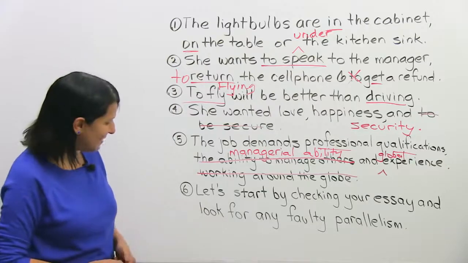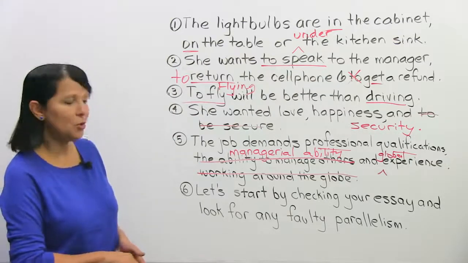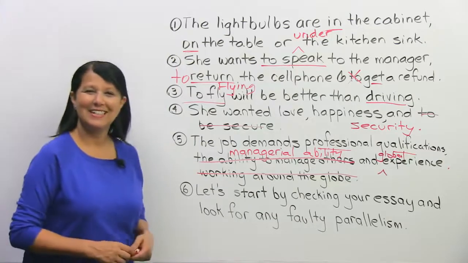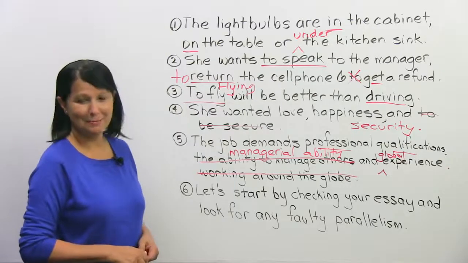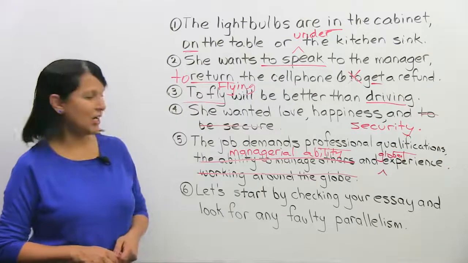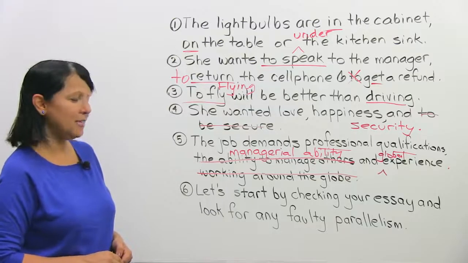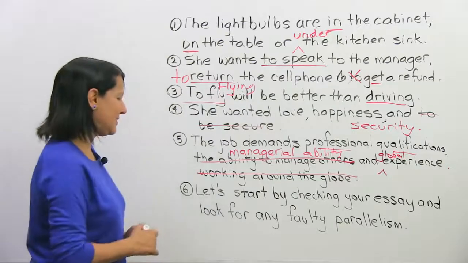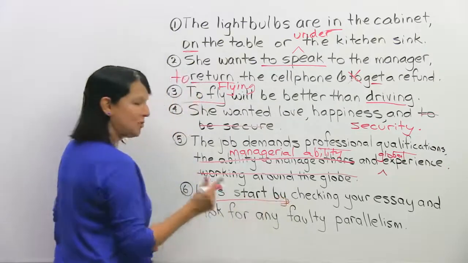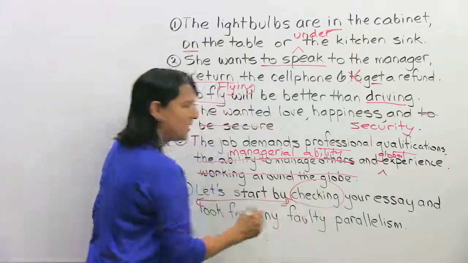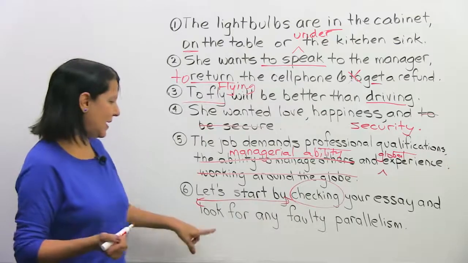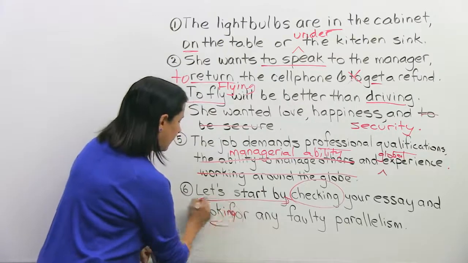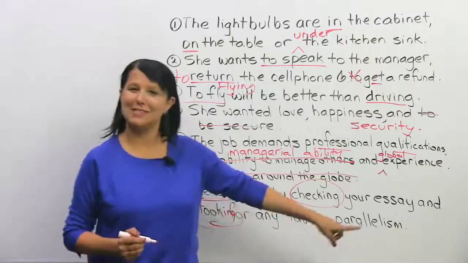Next, the last one here, number 6. Let's start by checking your essay and look for any faulty parallelism. Okay, so there is a problem there. Let's start by checking your essay and look for any faulty parallelism. It almost sounds like it's okay, but it's not. Because we're saying let's start by doing what? Checking your essay, right? And so here it should be checking your essay and looking for any faulty parallelism.